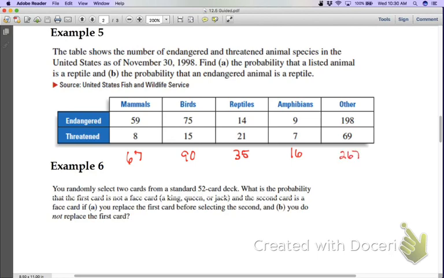47. So add everything up. Where are we at total wise? What was it, 475?